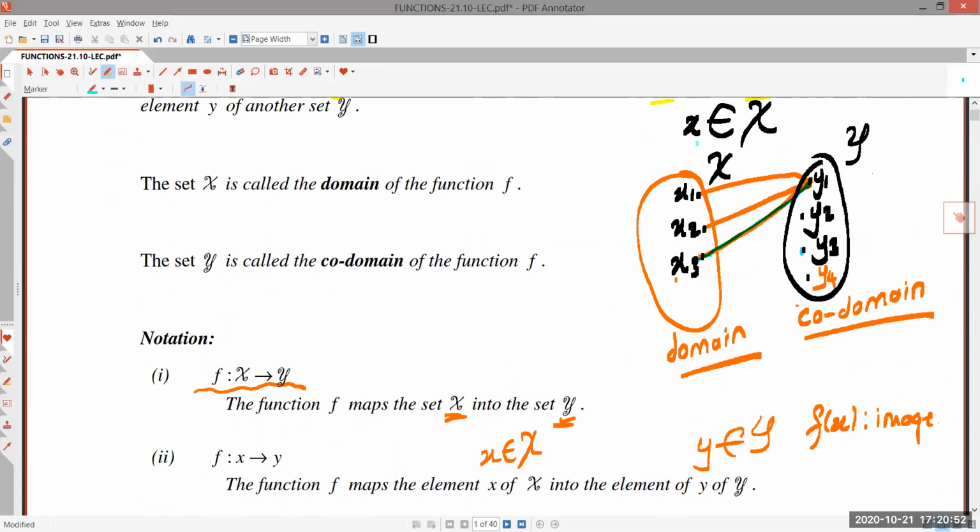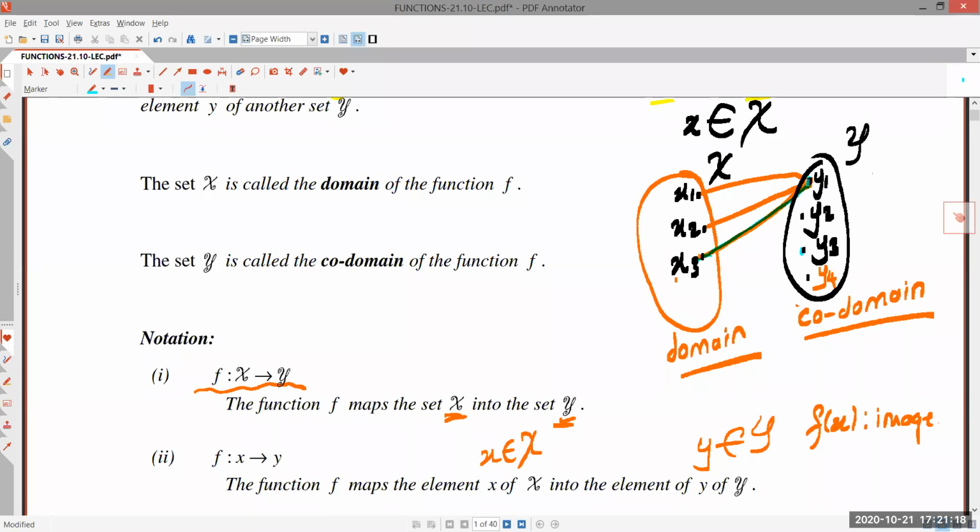There is a difference, because I know that sometimes we mix up codomain and range. What is the range of this function f here? Isn't it the same as the codomain? No. Codomain is more general.